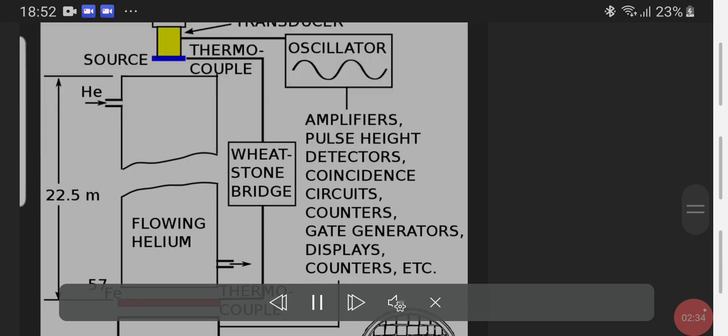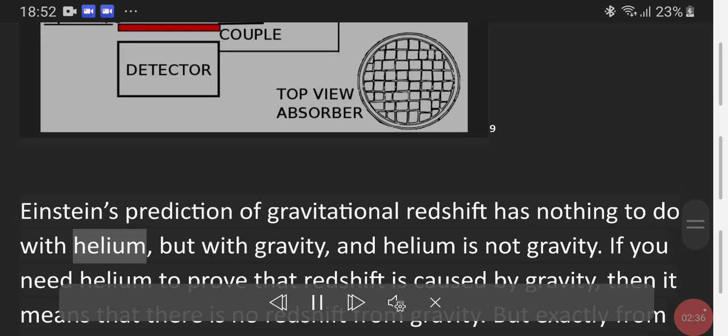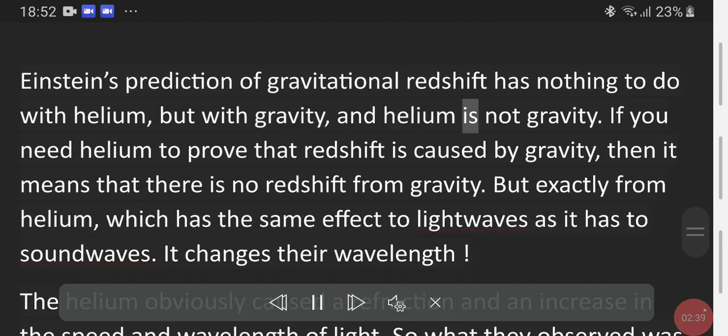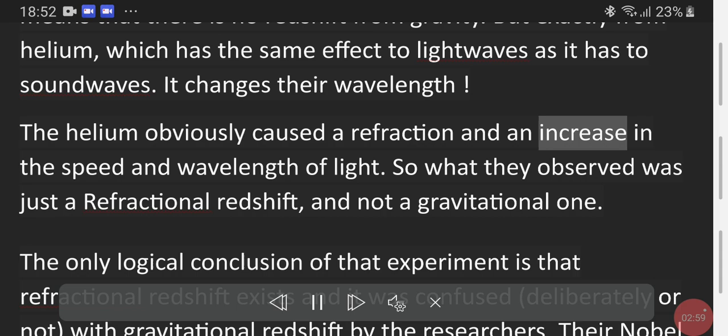Einstein's prediction of gravitational redshift has nothing to do with helium, but with gravity, and helium is not gravity. If you need helium to prove that redshift is caused by gravity, then it means that there is no redshift from gravity, but exactly from helium, which has the same effect on light waves as it has on sound waves. It changes their wavelength. The helium obviously caused a refraction and an increase in the speed and wavelength of light. So what they observed was just a refractional redshift, and not a gravitational one.